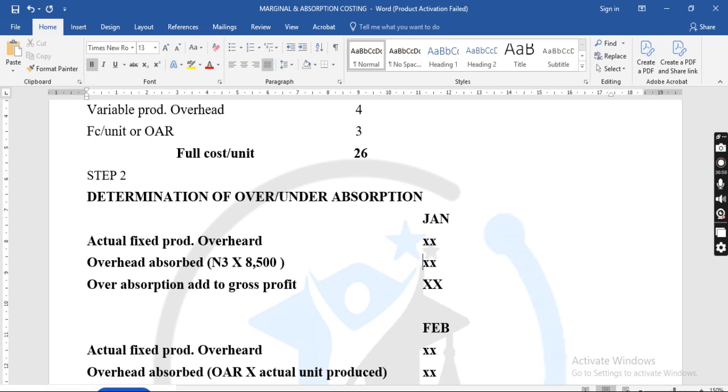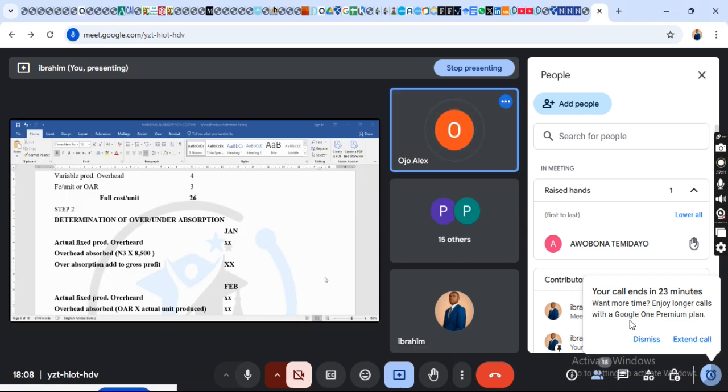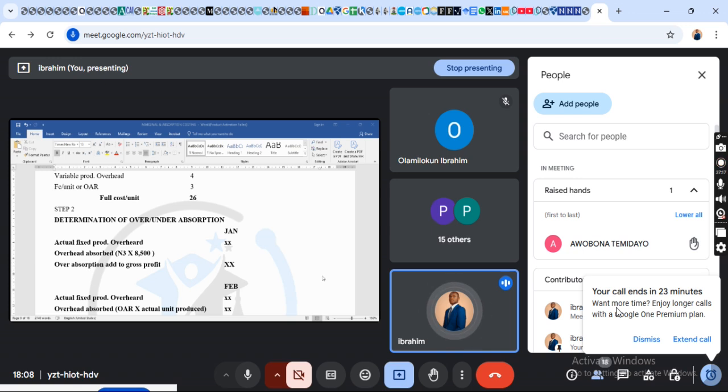And that is it. So multiply this. What is your overhead absorbed first? Let's get the overhead absorbed. What is the overhead absorbed? 25,500. Okay, Temidayo.